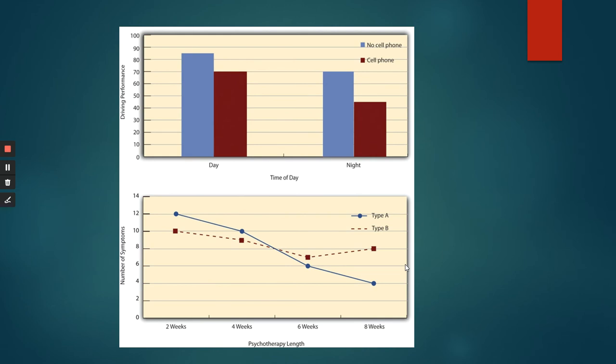And it looks like length of time is more impactful for type A people, the blue line, versus people who are type B. So that's an interaction. So one main effect for length of therapy, no main effect for type. And then there's an interaction with A people benefiting from longer psychotherapy versus type B people who don't seem to benefit from the length of therapy itself, at least within that span of 2 to 8 weeks.